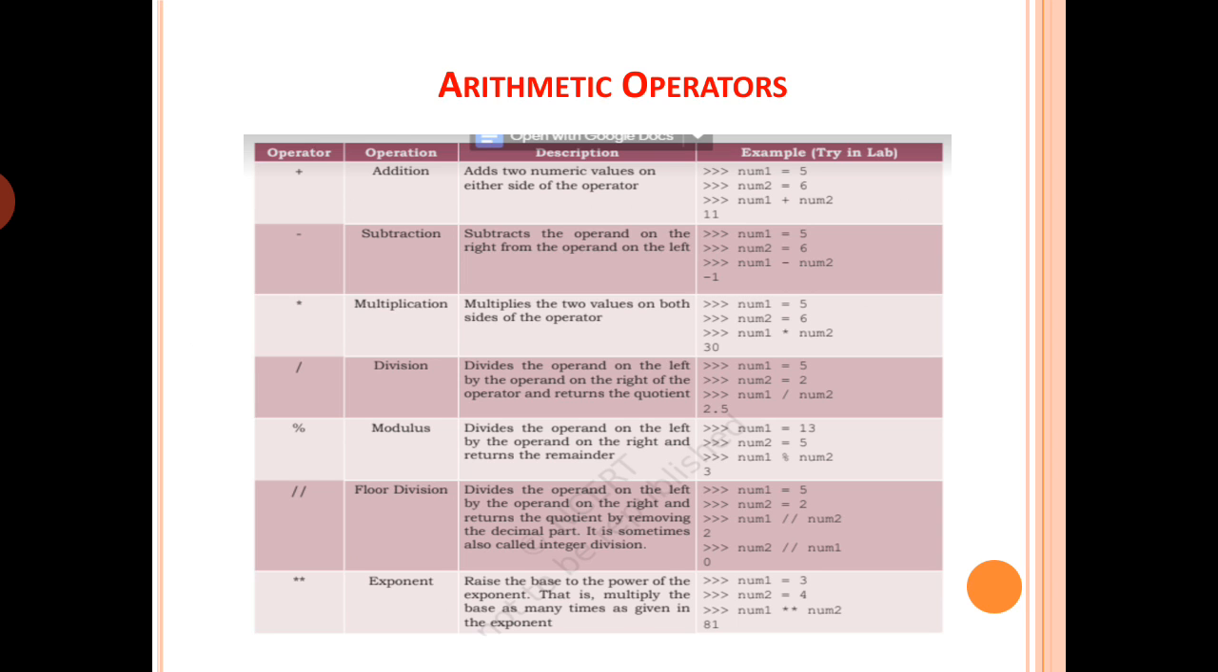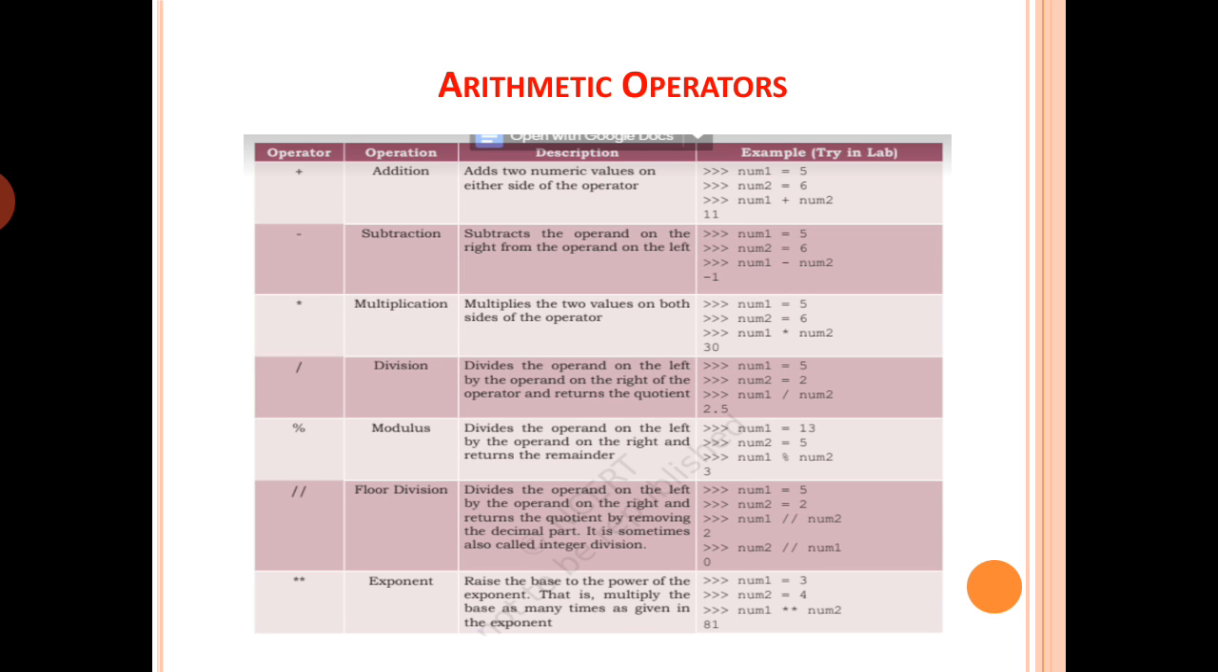Division divides the operand on the left by the operand on the right of the operator and returns the quotient. Remember, division returns the quotient. Now see here, num1 is the variable in which 5 is stored, num2 is the variable in which 2 is stored, and between num1 and num2 we have used the division sign. So it will divide the value of num1 by num2 and it will print the quotient only, because the division sign is used to return the quotient value.